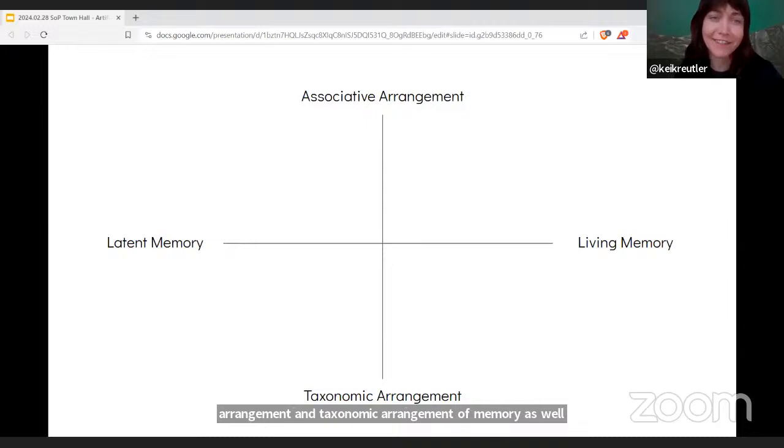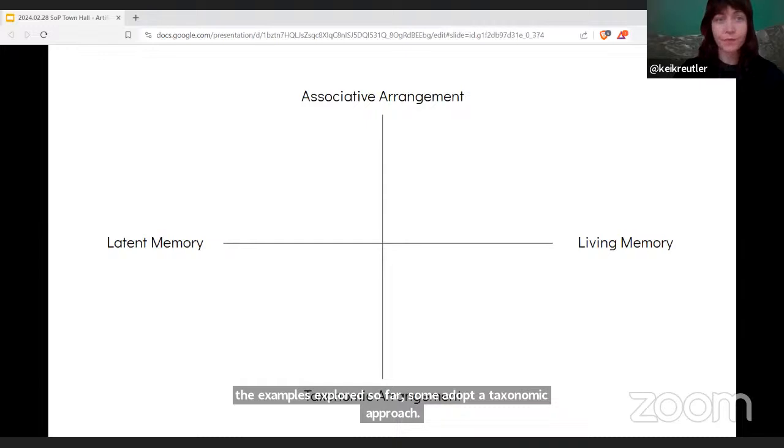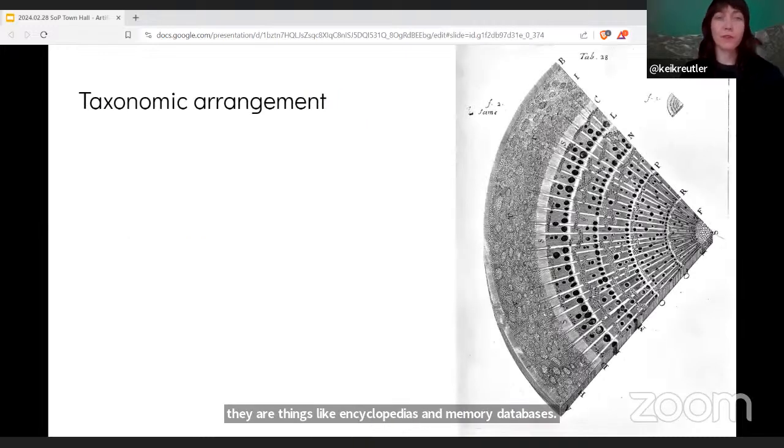So among the examples explored so far, some adopt a taxonomic approach. These are things like encyclopedias and memory databases. And while we might be familiar with them, taxonomic knowledge systems operate on the premise of clearly defined and standardized relationships among the entities they encompass. This is evident in scientific classifications that organize organisms into distinct genus and species. And these taxonomic knowledge systems serve not only as a means of classification, but also as a method of human-readable organization.